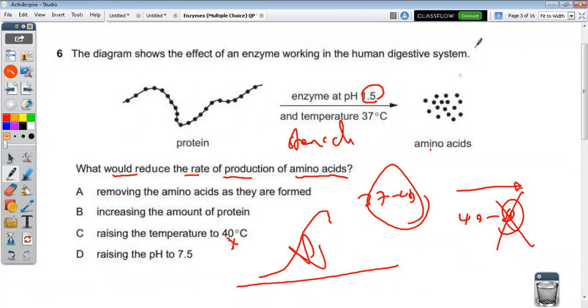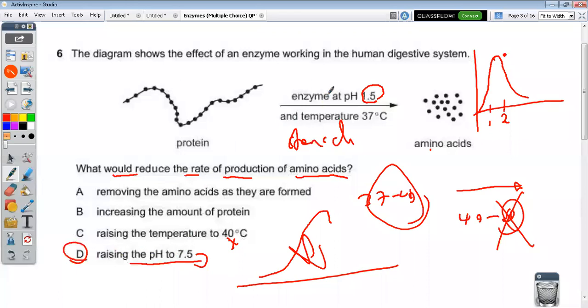Sorry. The pH of that graph here, because it's best at 2 here. So it's like this. It's best between 1 and 2. So the moment I start raising this above this, I start slowing what? Slowing the production of my amino acids. Clear? The moment, remember, they work because you are moving from acidic to alkaline. You are slowly denaturing the enzyme.